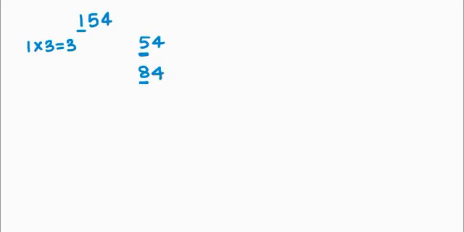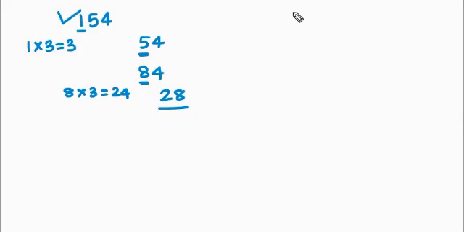Now again we will take this number 8, multiply it with 3. So 8 3s are 24. And now 24 will add in 4. So 24 plus 4 is 28. Is 28 divisible by 7? Yes, 28 is divisible by 7 because 7 4s are 28. Then 154 is divisible by 7.